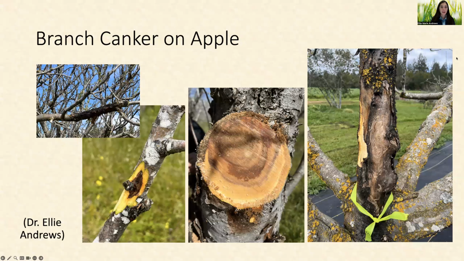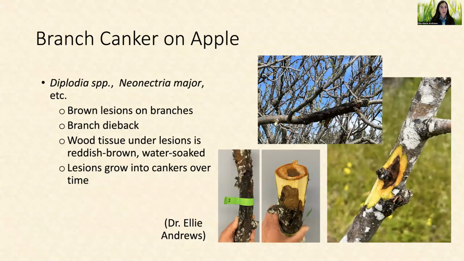So moving on to another pest. Branch canker on apple is a pretty prevalent issue I've seen a lot in apple trees in our region. I took all of these photos myself. They cause a lot of different symptoms that we're going to get into. Branch canker on apple is caused by actually quite a few different fungal pathogens. Here are just a couple examples: Diplodia species, Neonectria major, etc.